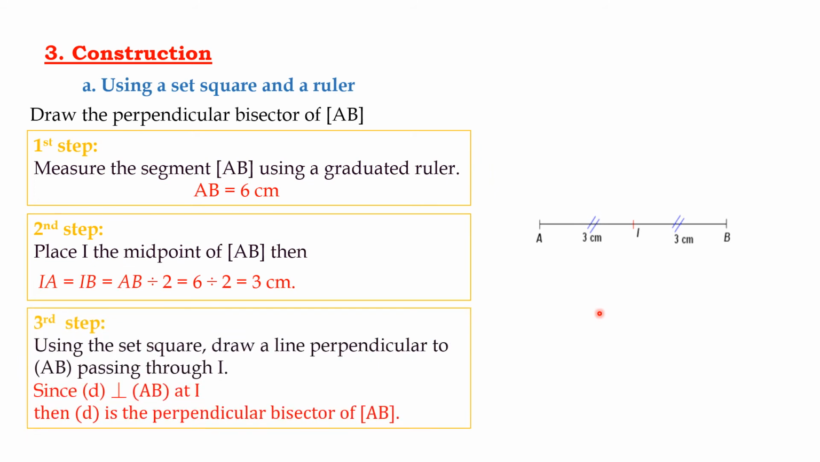I have to draw the line D perpendicular to AB passing through point I. Here, perpendicular means that the lines D and AB form a right angle. We can use our set square in this way to plot it. Since D is perpendicular to AB at its midpoint I, then D is the perpendicular bisector of AB.